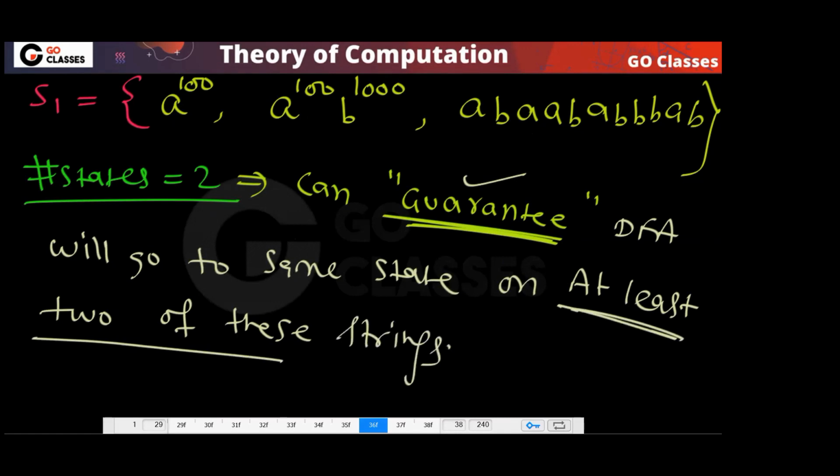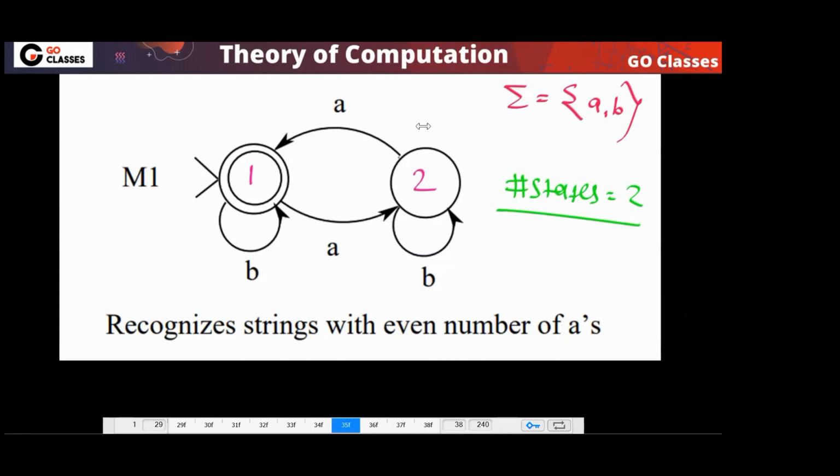Now you tell me, so what are those 2 strings? Can you tell me what are those 2 strings? First of all, the DFA is recognizing even number of A's. The language of this DFA is even number of A's. You can check even number of A's.